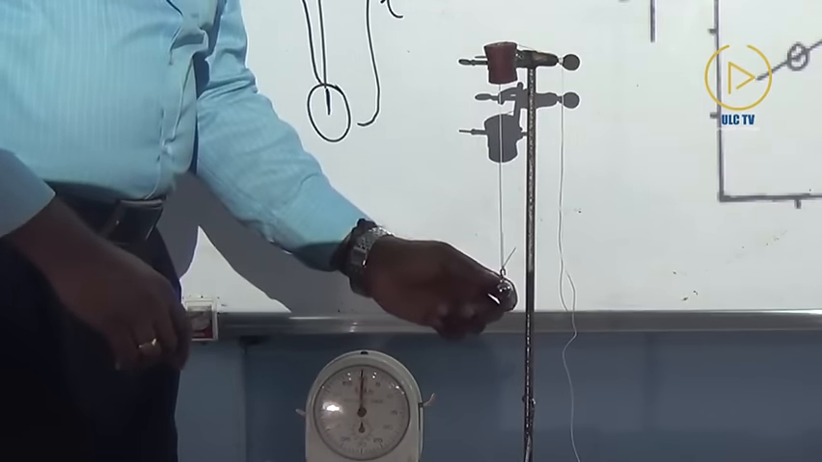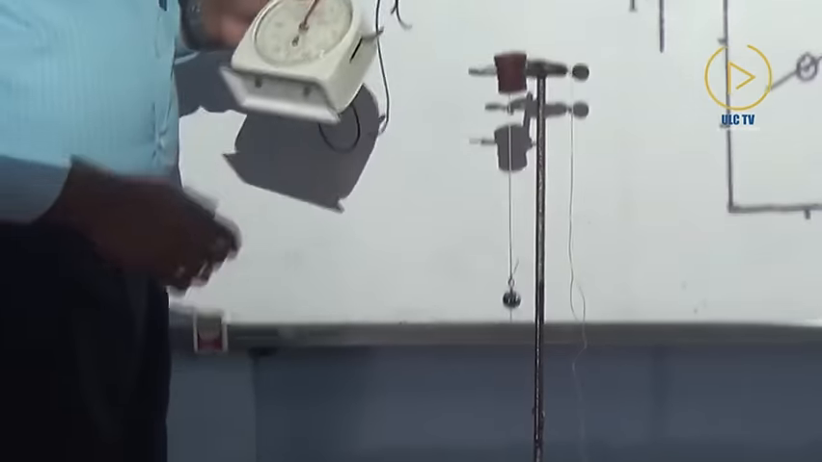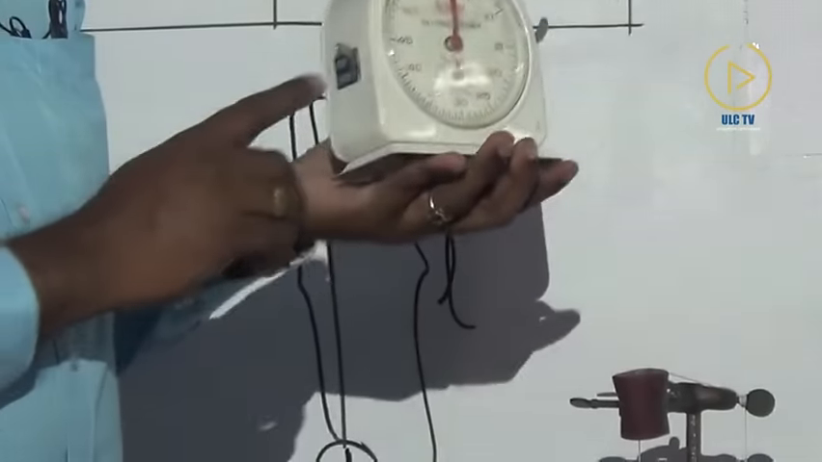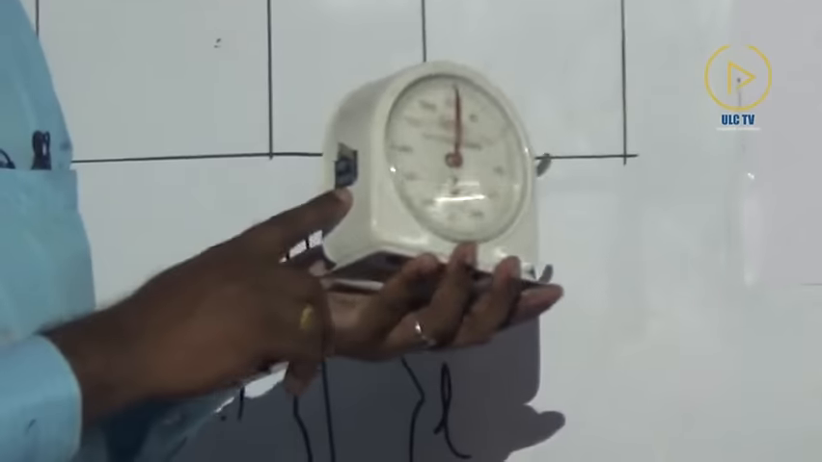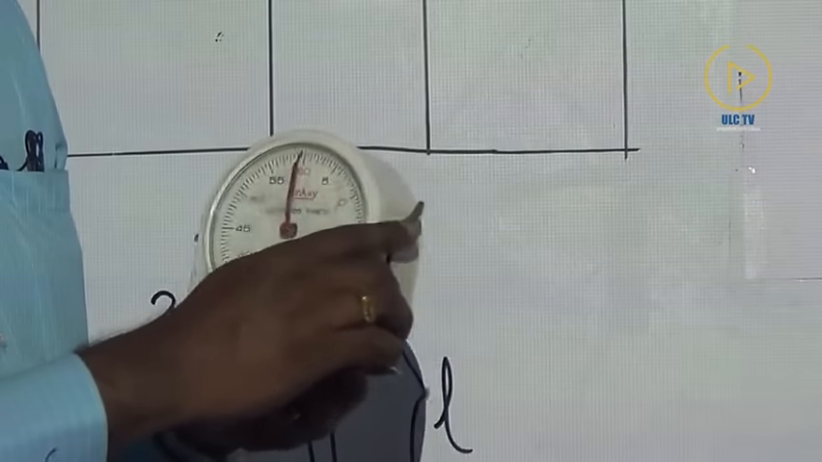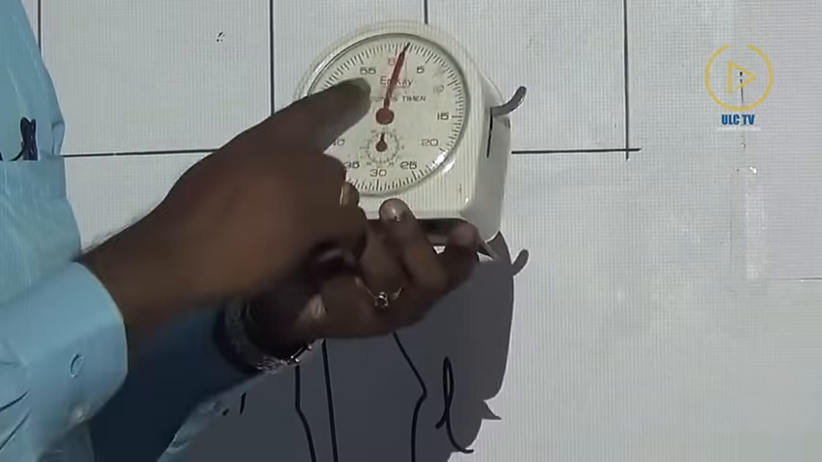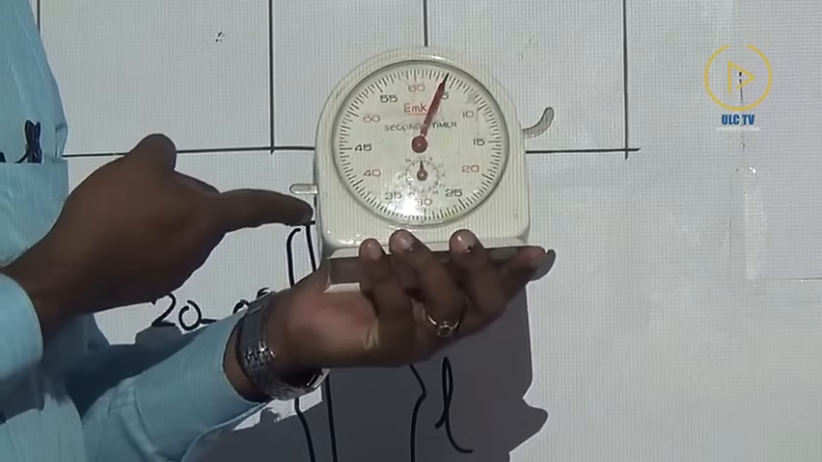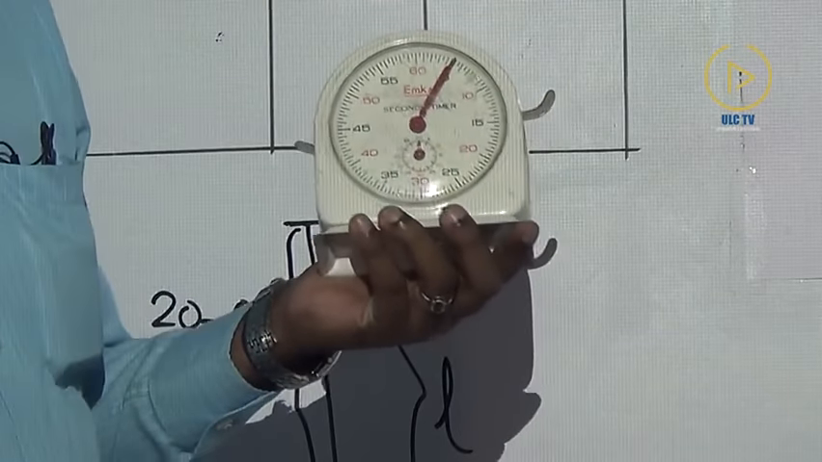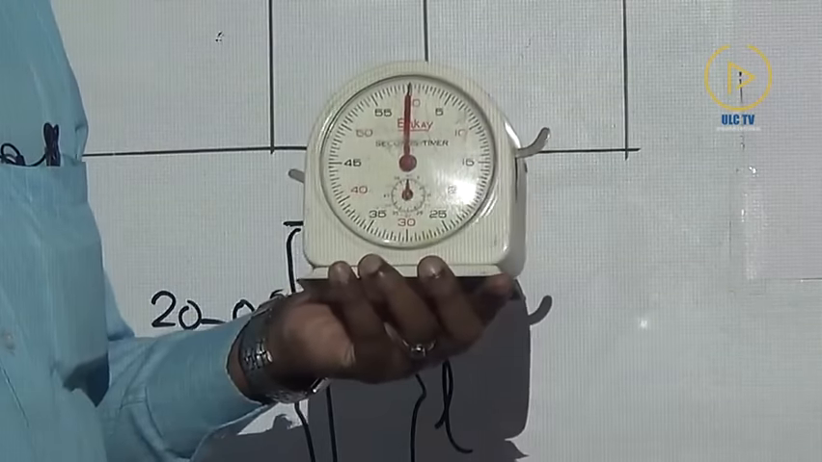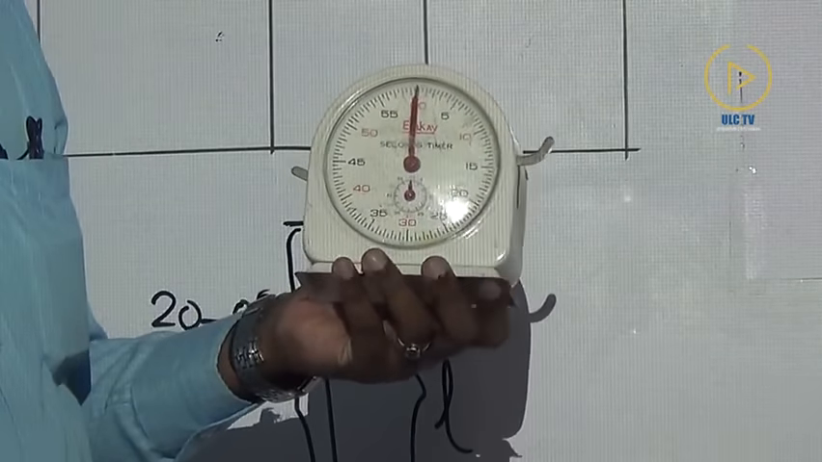For that, I am using a stopwatch. So this is a stopwatch. There are two keys for it. So this is the stop and start key and this is the reset key. If you turn it on, it will run. So you can turn it off, so it is stopped. If you want to reset, again reset. This way it can be operated.